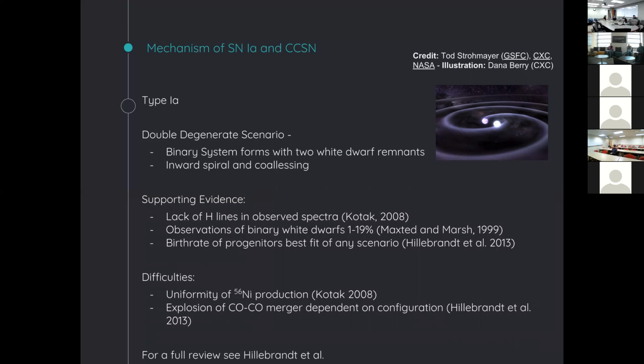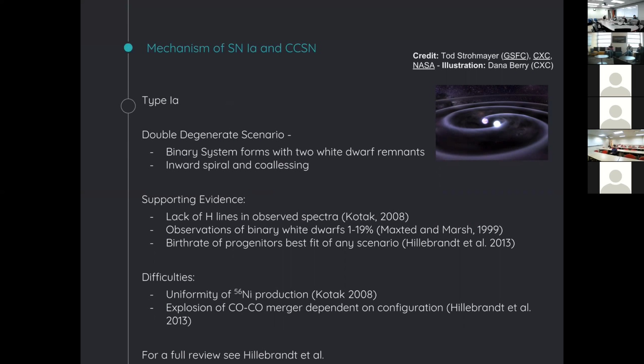There's some good supporting evidence for this. So we do not see any hydrogen lines, which you would not from a carbon-oxygen white dwarf. Observations of binary white dwarfs show that between 1 and 20% of white dwarfs are in white dwarf binary systems. And so that seems a high enough proportion for us to produce the requisite number of type 1A explosions. And the birth rate of the progenitors is the best fit of any scenario. So the double degenerate scenario has some strong supporting evidence.